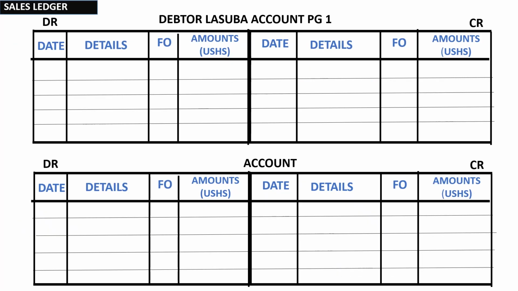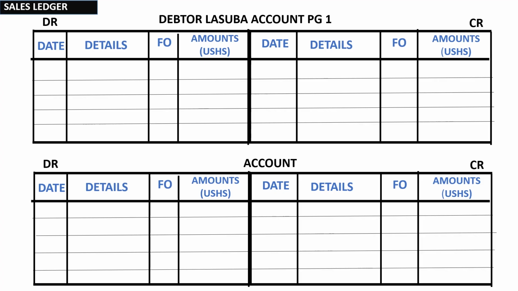Now when we go to the sales ledger, we go to the Lasuba account. This is what had happened earlier. This is Lasuba. He's a debtor to the business, because we had sold goods to him on credit. And when we sold goods to him on credit, we went ahead and debited his account because the debt had increased. Now, when Lasuba decides to return the goods to the business, that is what we call returns inwards. When this happens, it means that we are supposed to do the reverse of what we had done earlier in his account in the sales ledger.